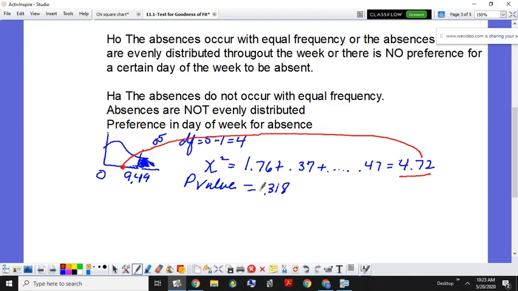Okay, so this 4.72 lands in white. Don't reject. This is much greater than 5%. So P is not low. So don't reject. Okay, text box and our sentences.